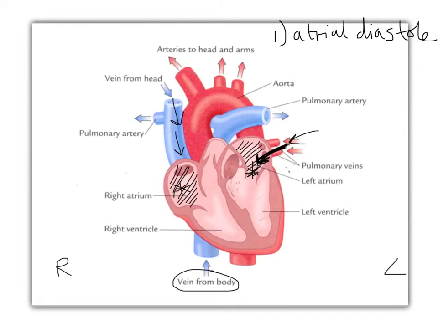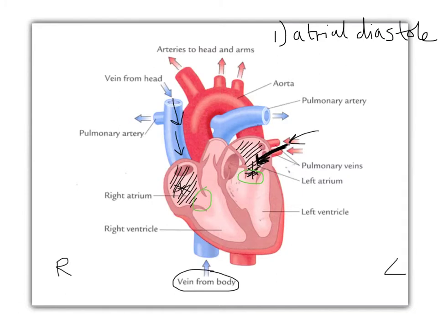Now we have, and it's not labelled on here, so I'll just circle them in, I use green, the atrioventricular valves, one here and one here. Now the one on the left is called the bicuspid valve, and the one on the right is the tricuspid valve. And those valves are there to prevent the backflow of blood.